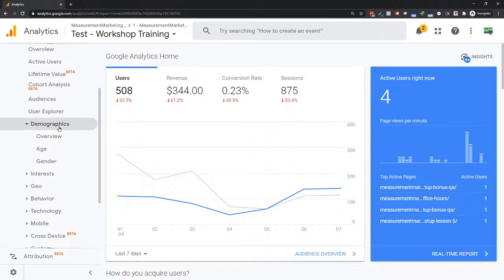So the demographics really just tells you two things. It's age and gender. And this just splits it up, either just age or just gender. The overview report's really nice because it does both. It's one of the few overview reports that I really like in analytics because it's actually pretty useful.